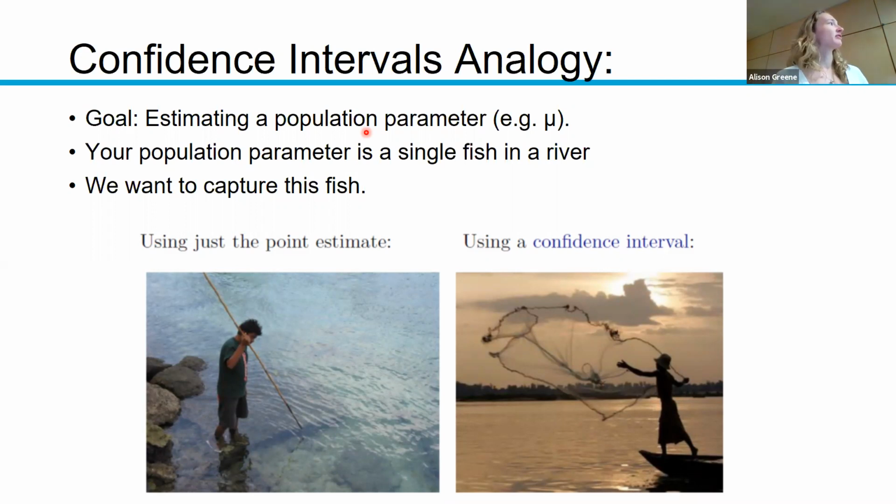Whereas with a confidence interval, you're casting a wide net, and every time you cast it, you have many more fish inside, and the chances that you've captured it are much higher.